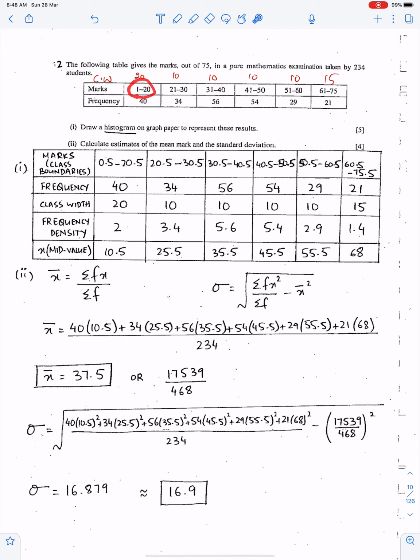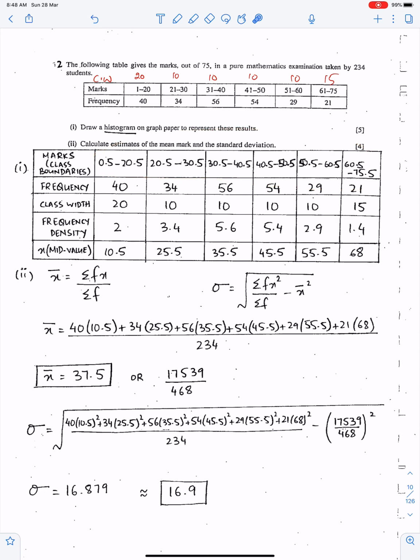So you have to first convert class intervals into class boundaries. You have to make these two the same by subtracting 0.5 from this and adding 0.5 to this number. So this will become 0.5, this will become 20.5, 20.5, 30.5 and so on. So these are the class boundaries, and we must have class boundaries to draw the histogram.